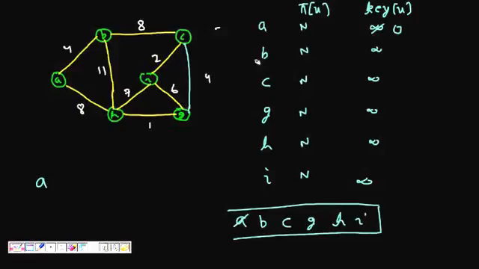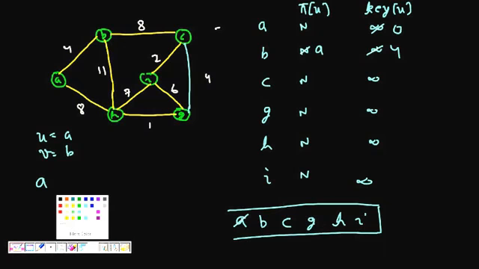Let's see again. B will come first, and it will see that the key of B is initially infinity, and the weight of edge UV, where U is now A and V is B, is 4. So it is less than the key, and B will get a key of 4. Its parent will now be A, because from here it was discovered.